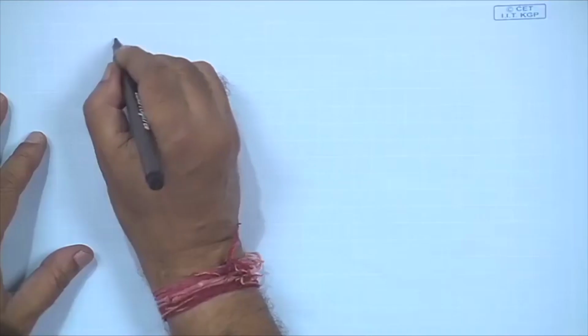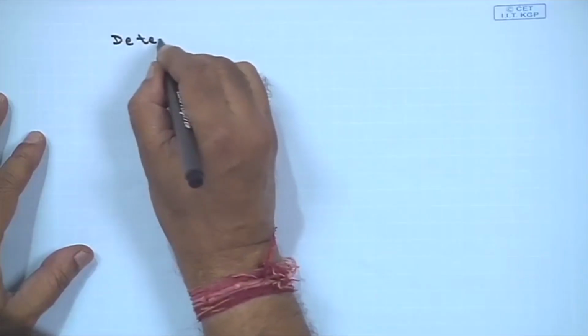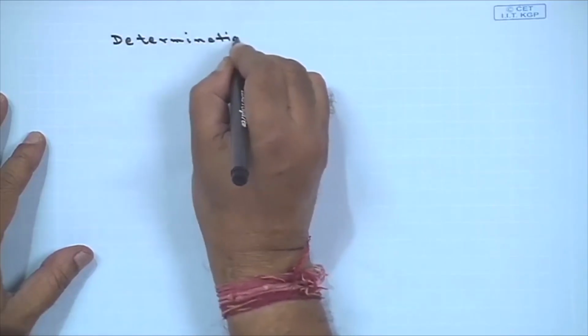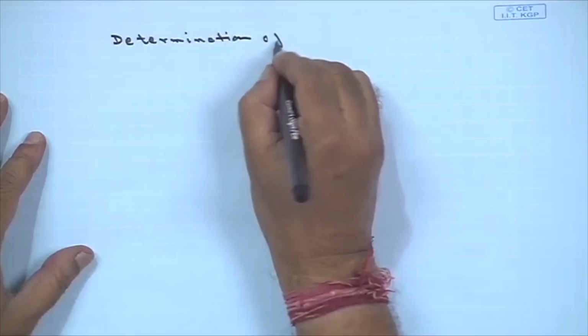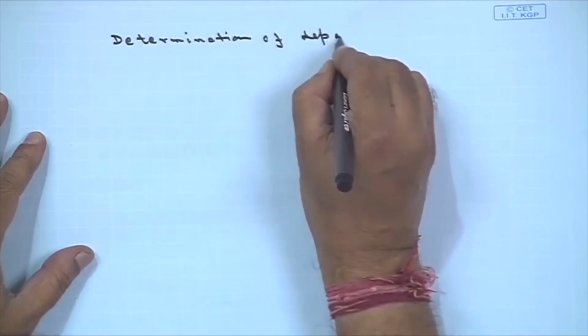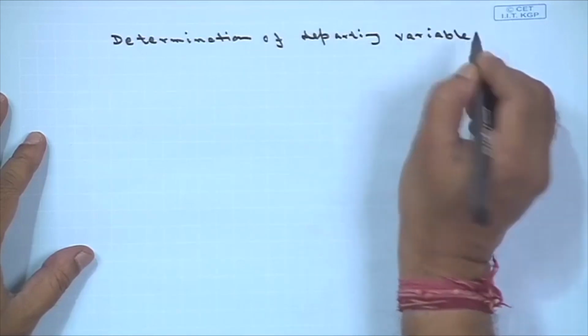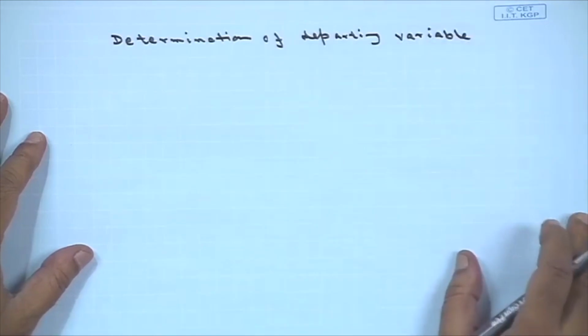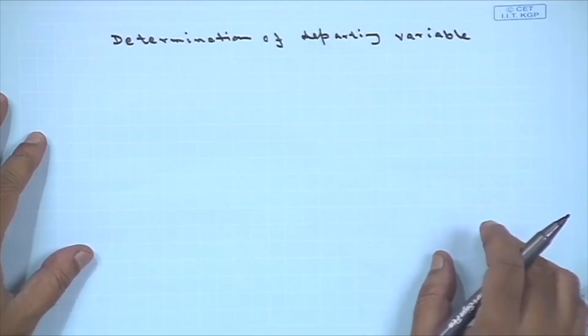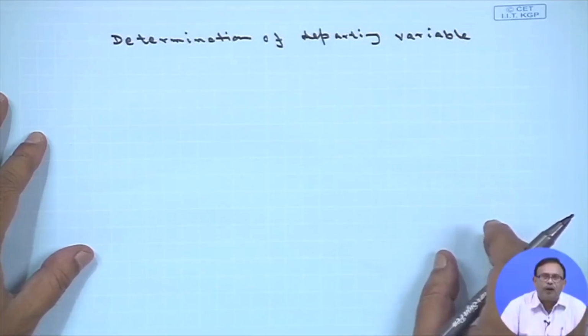Now, next one is determination of the departing variable, that is, which variable will go out from the basis. Earlier we told which variable will come into the basis. So, since one vector is going into the basis, one vector or one variable should go out. So, next step is for this one.